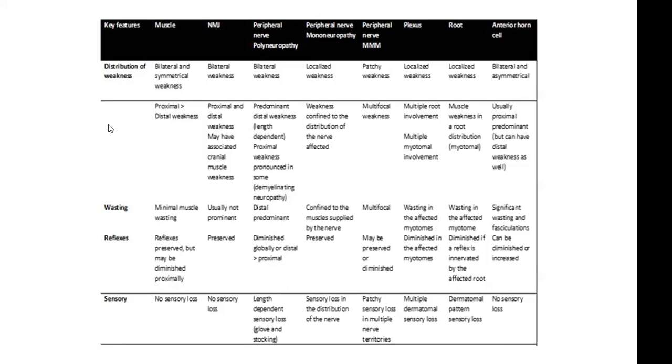Next, when you say this is a lower motor neuron package, you need to figure out whether it is a muscle lesion, neuromuscular junction lesion, peripheral nerve lesion, plexus lesion, root lesion or anterior horn cell lesion. To do that, you have to understand the features of a lesion in any of these places.